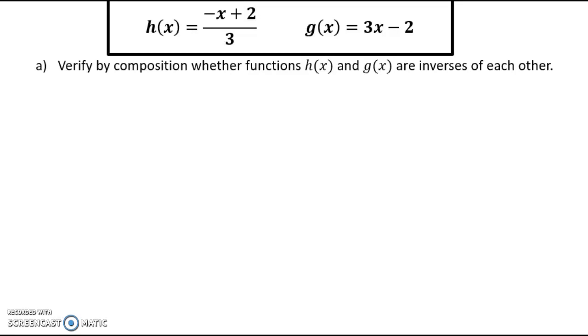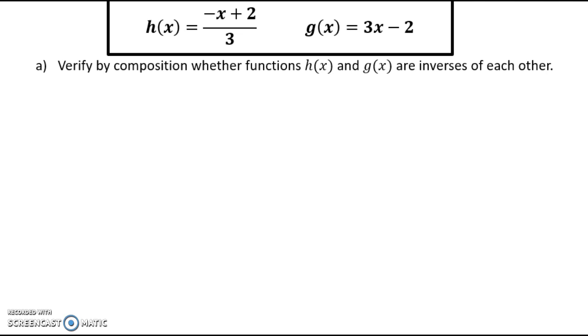I have two functions here, and I am trying to determine, using composition, whether or not they are inverses of each other. Composition means that one function is being put into the other. Inverse means that the functions would undo each other.